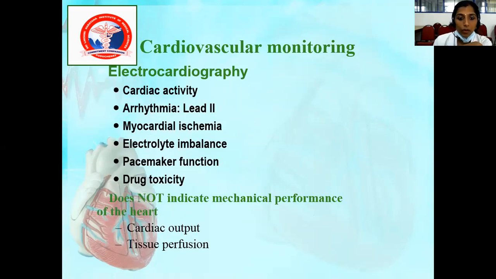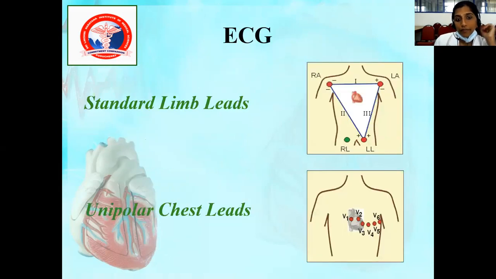So we'll just discuss electrocardiography. What all can we detect? The rate, rhythm, any arrhythmias, any signs of ischemia, electrolyte imbalances, any drug toxicity like digoxin toxicity, etc., and the function of the pacemaker. So we have standard limb leads, unipolar chest leads, and bipolar leads. These are the standard limb leads: left arm, right arm, and left leg.